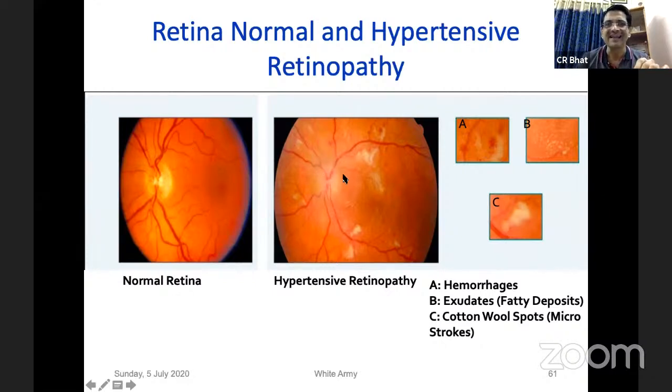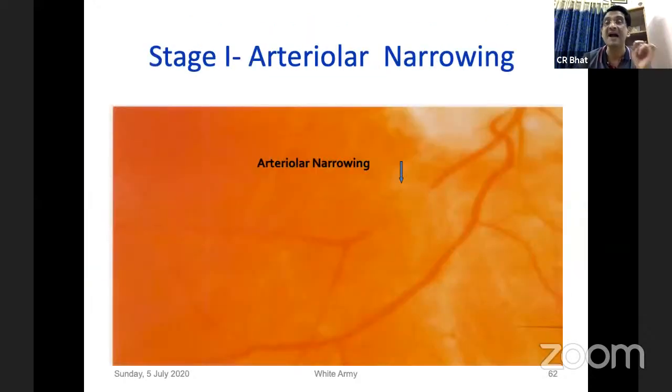Now, in stage 1 hypertension, the artery becomes stiff. They become silver wiring, something called silver wiring will be there. Arterial narrowing, segmental arterial narrowing may be like this. Okay, that is stage 1. We know that even though blood pressure is 140 by 90, if this is there, this patient is having long-standing blood pressure. He needs intensified lifestyle modification and therapy. This may be just involvement, maybe a reversible factor.